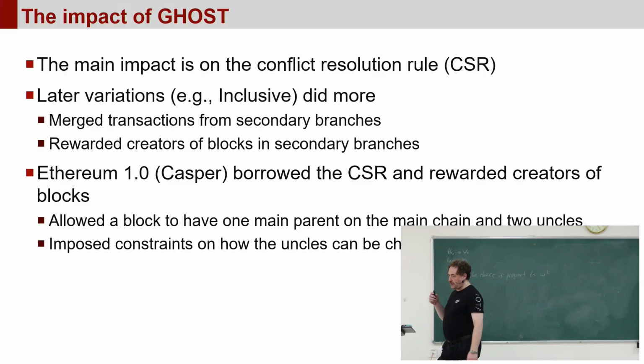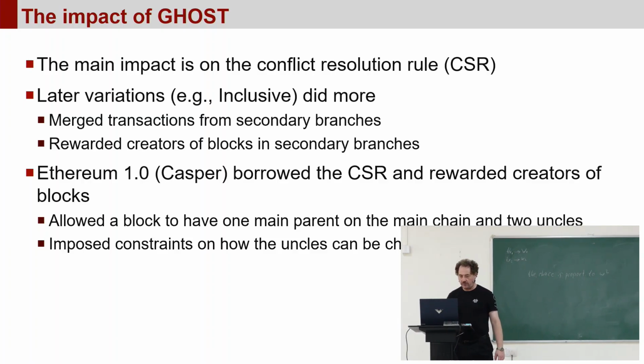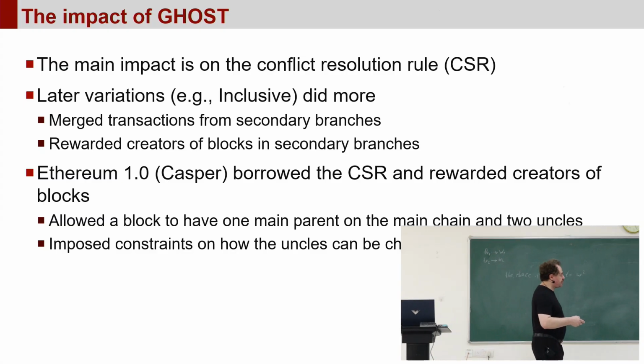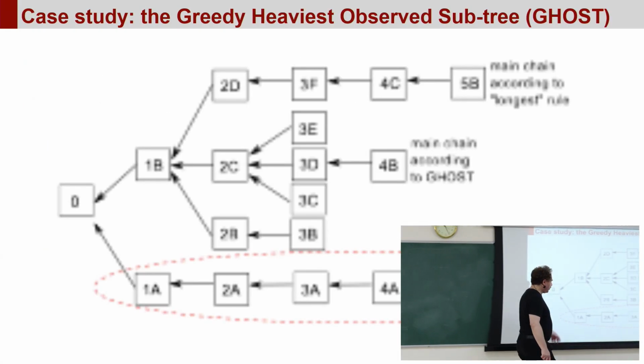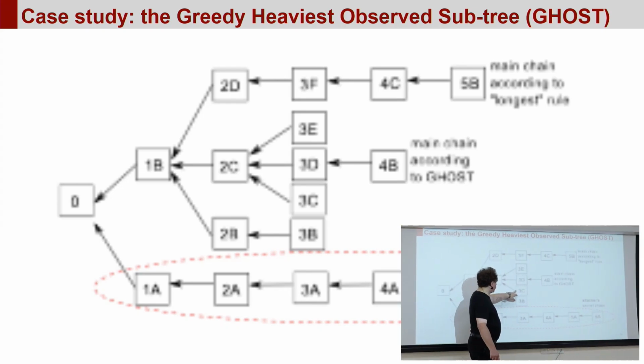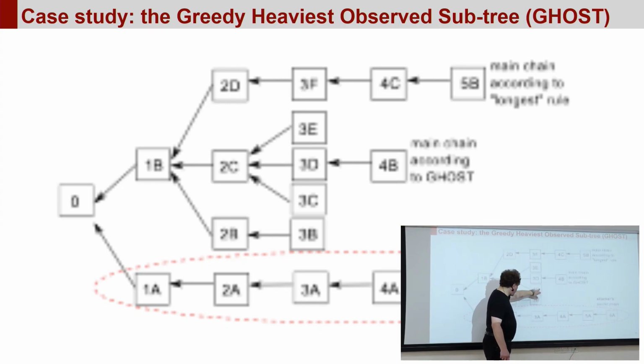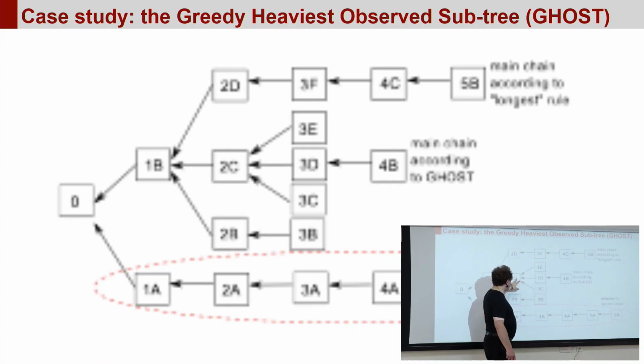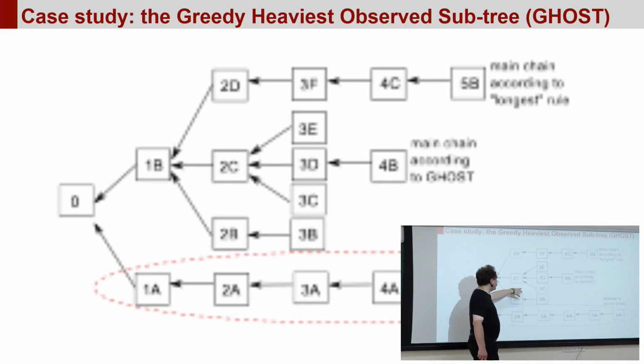And another impact of the Ghost protocol: later variations, such as Inclusive, merge transactions from secondary branches. So imagine, let's come back here. Let's take a look at this block. Its creator would be rewarded for pointing to the block on the main chain, and the block would be stored in the ledger. So that's an extra incentive to create uncles.